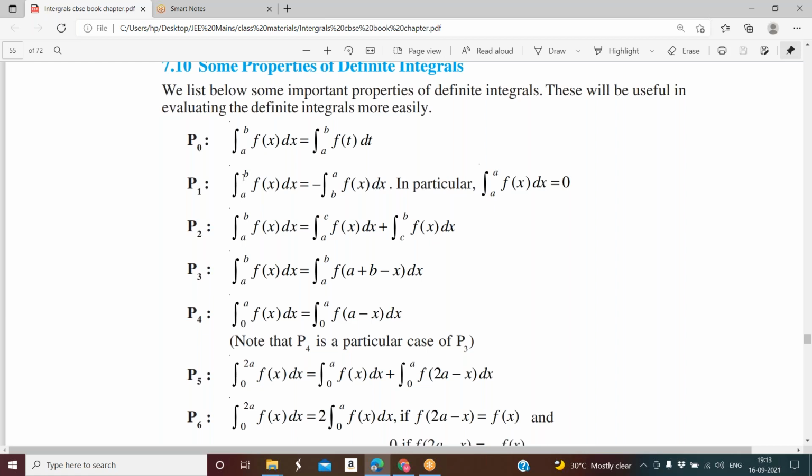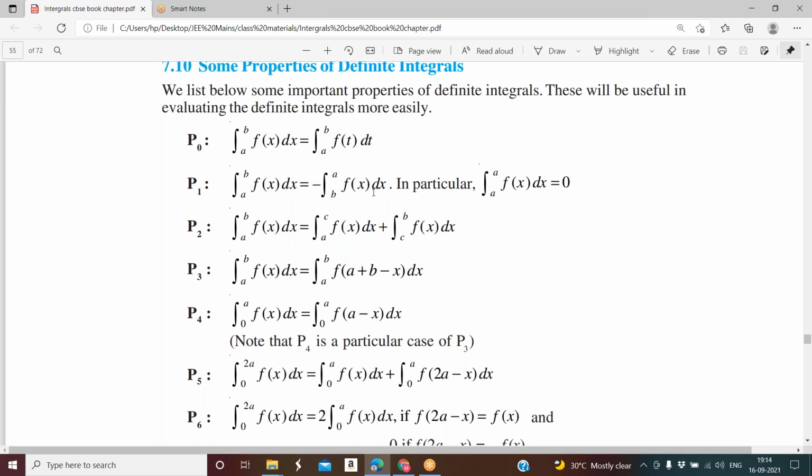The second property is integral a to b f of x dx equals minus integral b to a f of x dx. From this property, it is clear that when we change the limits, here the limits are a to b, x varies from a to b. Suppose I want to change the limits from b to a, then I have to put a minus. Whenever you want to change the limits, you can put minus and change the limits. So minus integral b to a f of x dx.